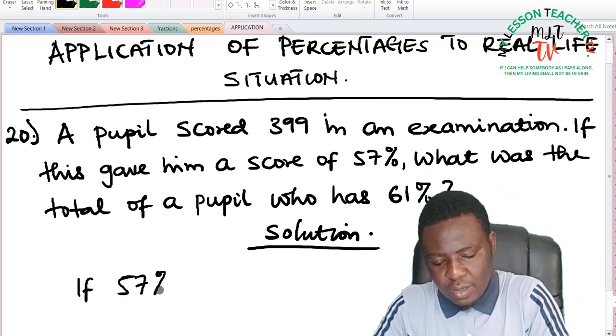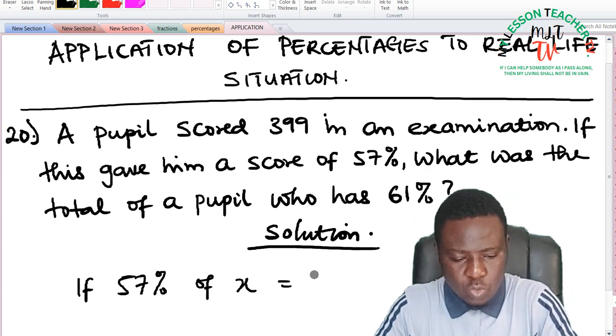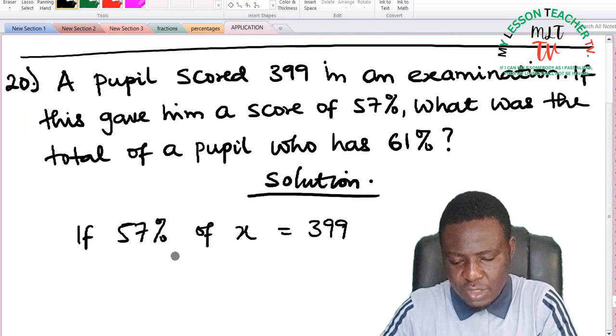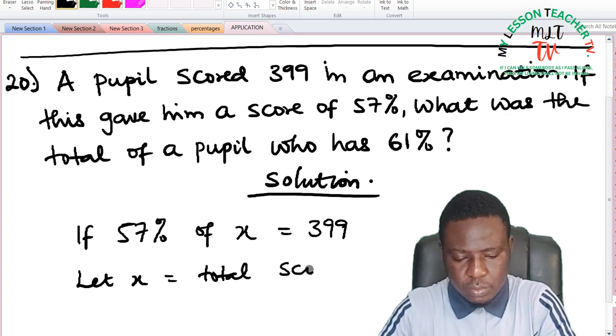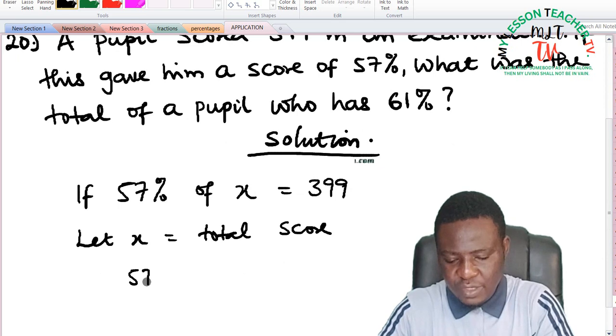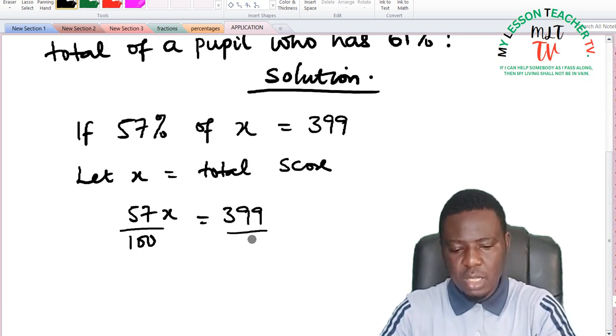So if 57% of the total score, let it be x, is equal to 399, what will be x? So I will solve it, where we let x be equal to the total score. So for us to get the total score, we have 57% of x is equal to 399. So let's solve for x.